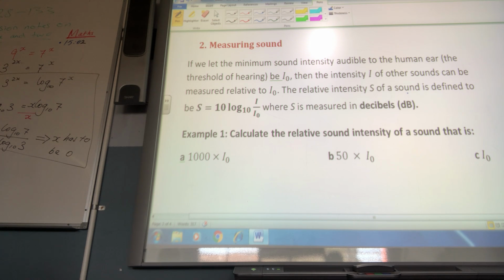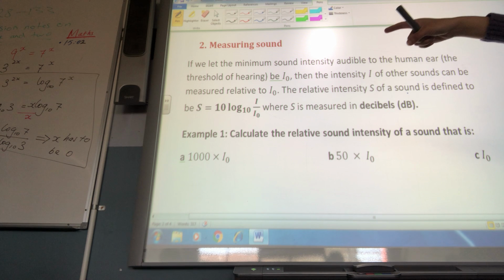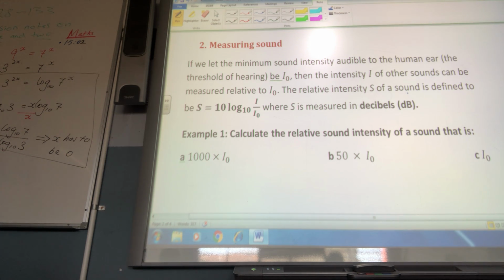Okay, second one is measuring sound. So if we let the minimum sound intensity audible to the human ear be I0, this is going to be just something we compare the actual sound to. Then the intensity I of any sound can be measured relative to I0. This part you probably don't really care about. And then the relative intensity, this formula is what you do need to use. But once again, it will be given to you in all sorts of questions. And sound is measured in decibels, so we just use dB.